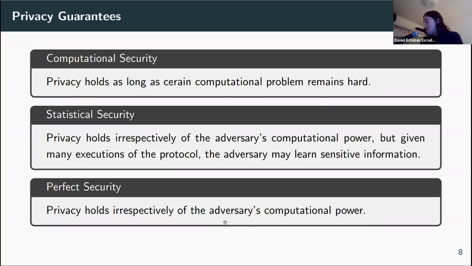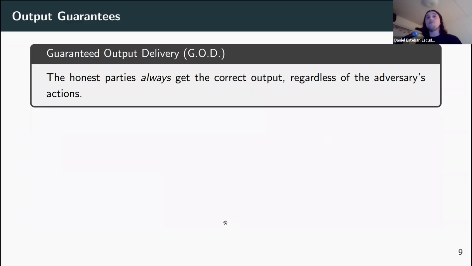Okay, thanks for bearing with me so far. Now we are reaching the end of the taxonomies. The last category that I want to show you is different output guarantees. So we also categorize protocols depending on the output guarantees. What do I mean by output?